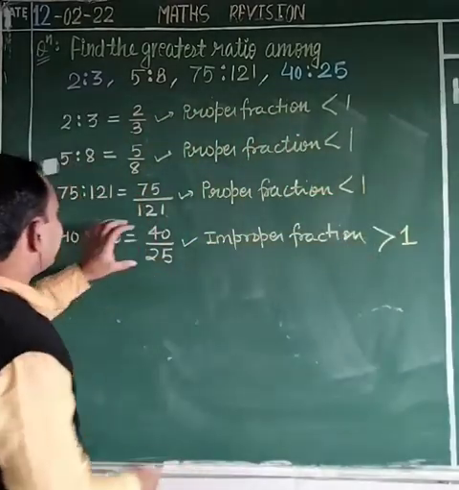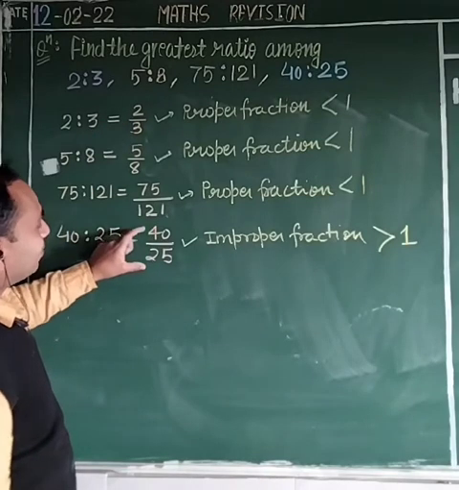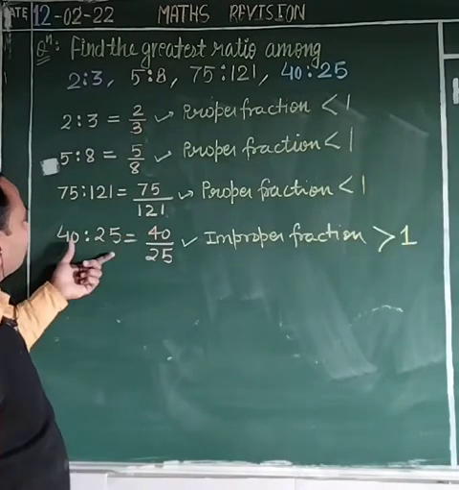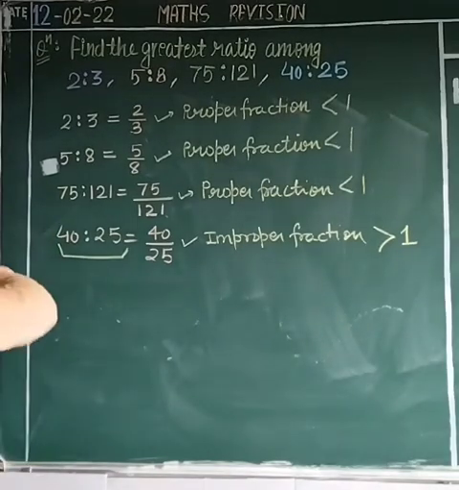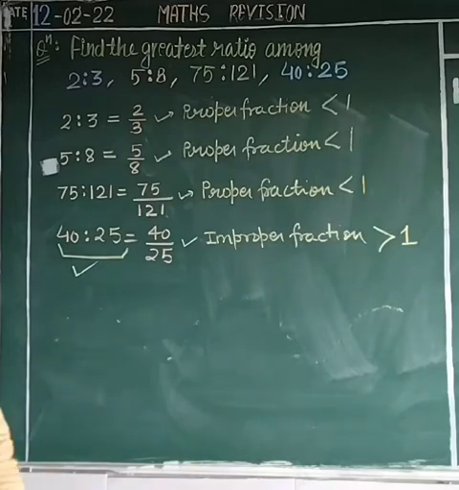So all these fractions are less than 1, but this fraction is greater than 1. So 100% this fraction is the biggest of all. If this fraction is the biggest of all, then this ratio is also the biggest of all. Okay, so 40:25 is the biggest ratio. Okay, thank you.